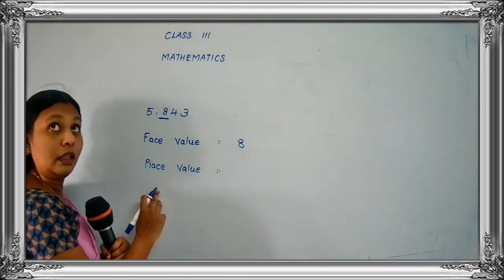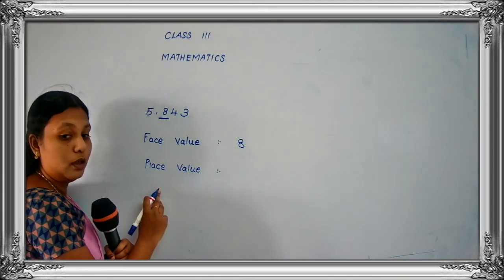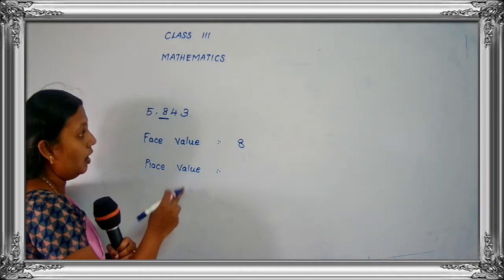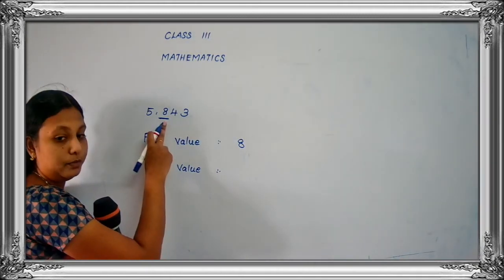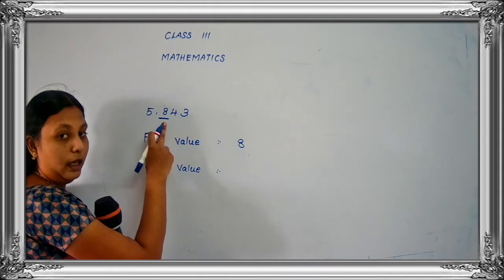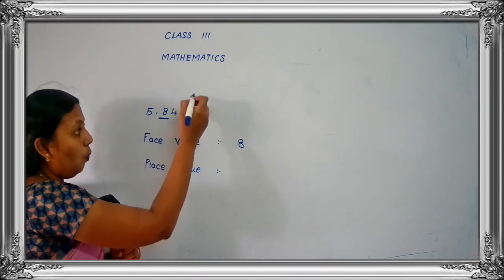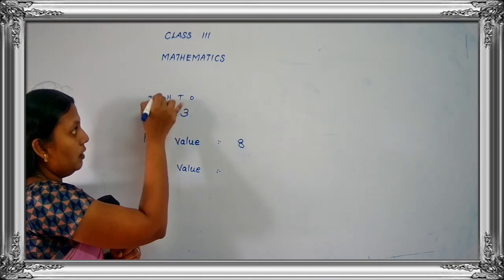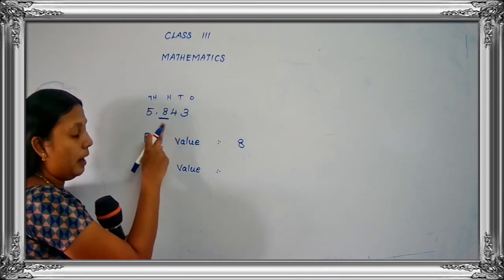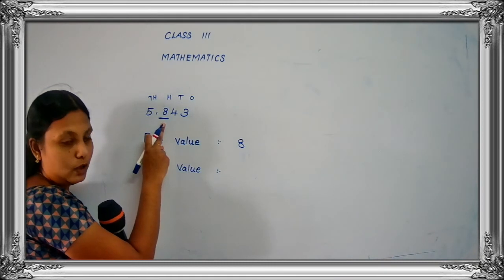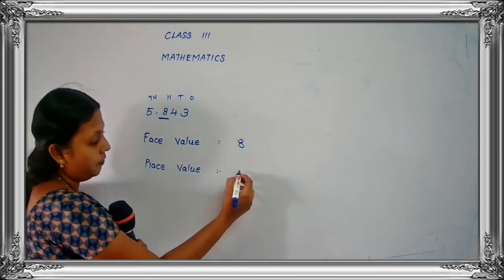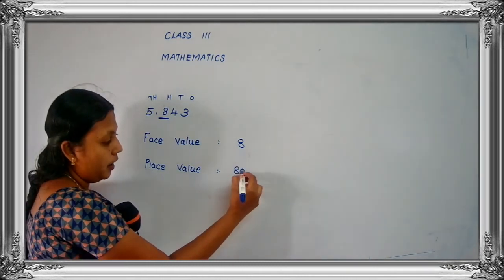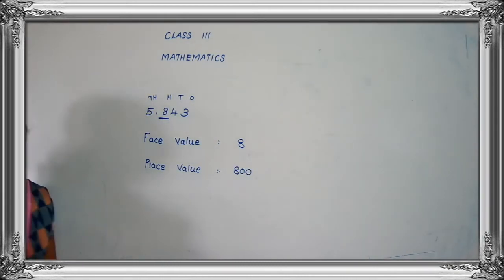Then place value. Okay. 8 is in which place? Ones, tens, hundreds and thousands. Yes, children. Now 8 is in hundreds place. Okay. So you want to write how many hundreds? 800. Okay. So you want to write 800 here.